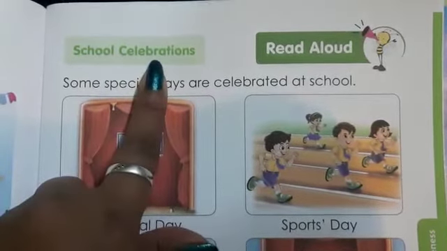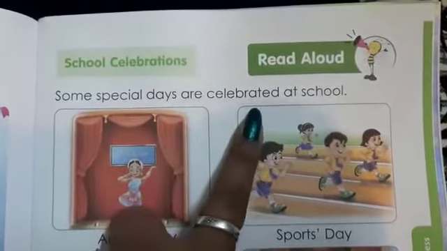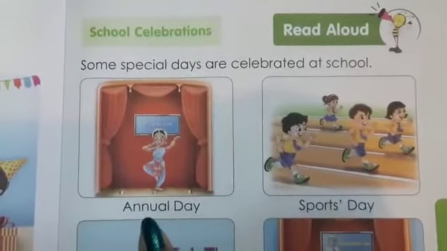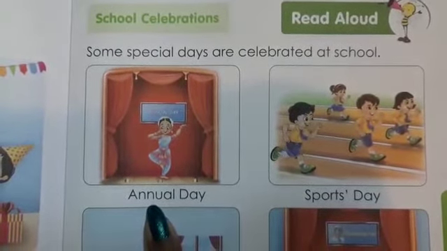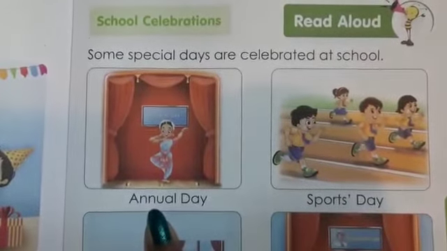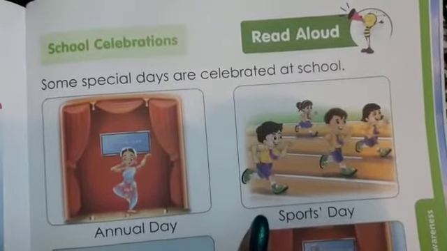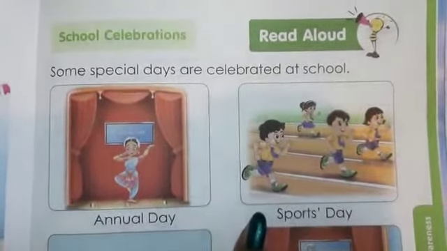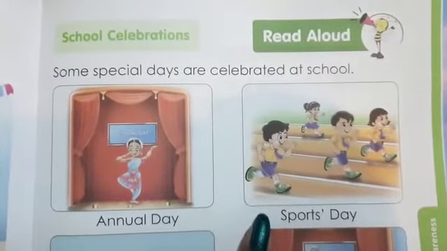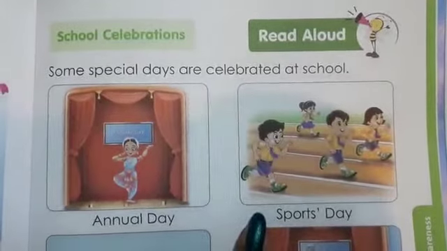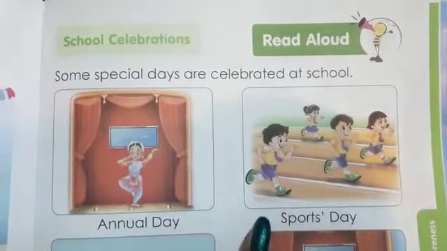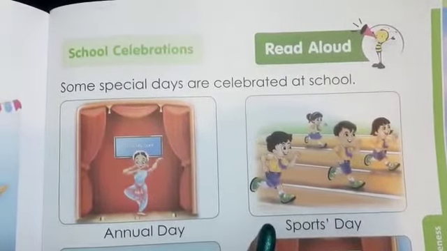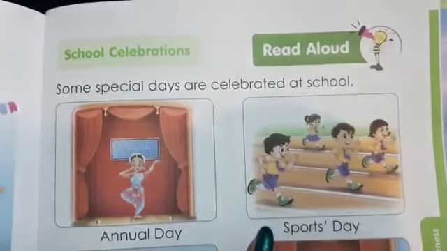School celebration. Some special days are celebrated at school. Annual Day. Annual Day is celebrated as the biggest function at the end of the school session. Sports Day. Sports Day is also celebrated on a large scale in schools in which students participate in different types of sports like running race, hurdle race and many more games.